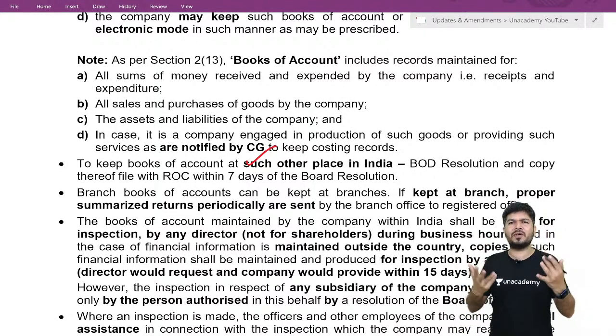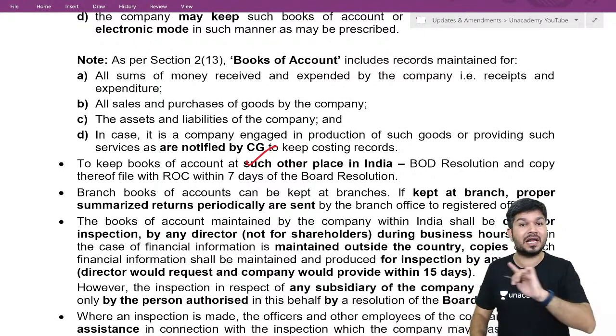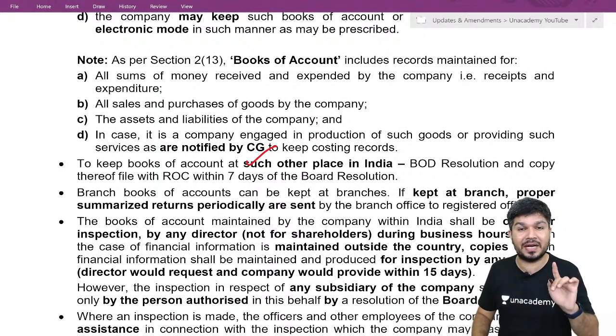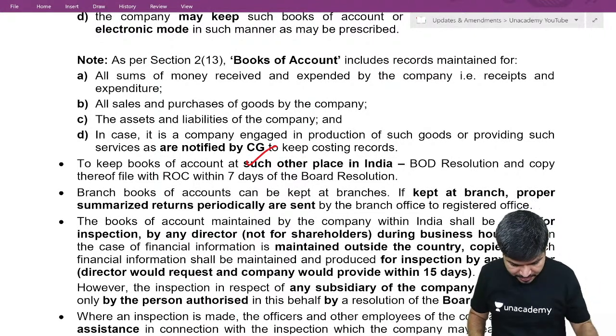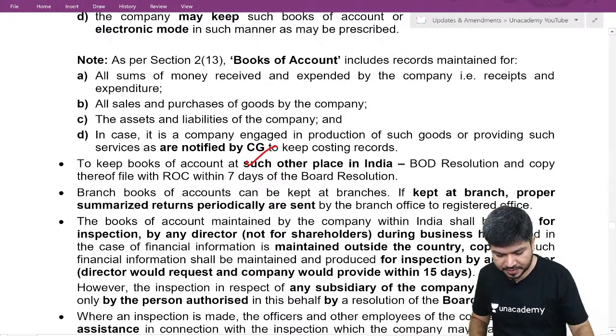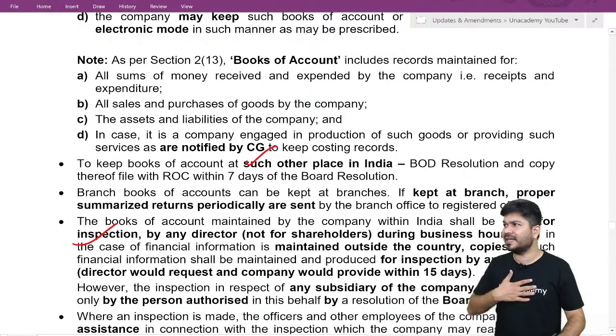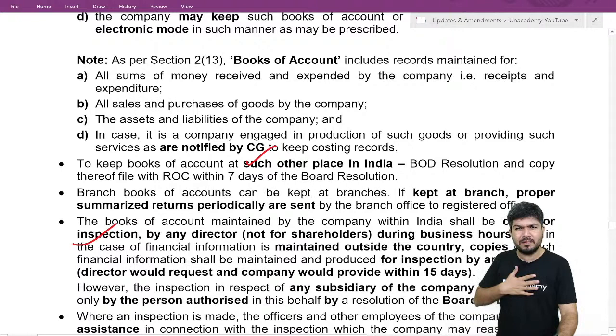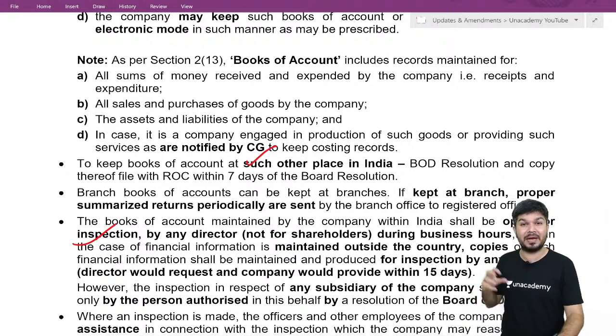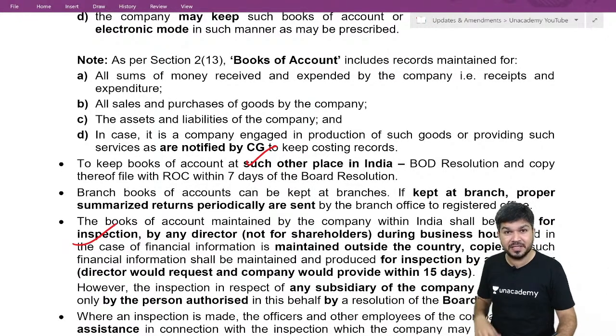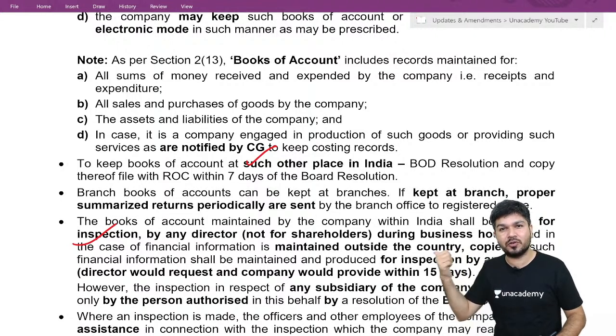Sir, whether books of accounts are open for inspection by shareholders? Answer is no. Shareholders don't have a right to inspect books of accounts. They're open for inspection by the board of directors. Sir, if books are kept at the branch, can the board of directors go and visit the branch to see the books? If the branch is in India, the director can go and see the books.